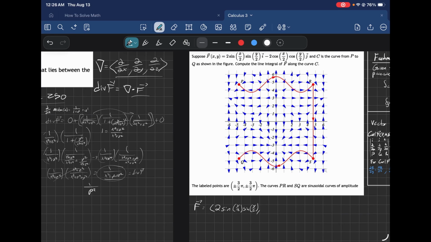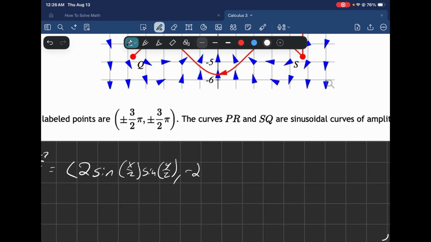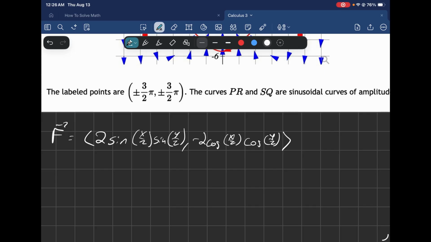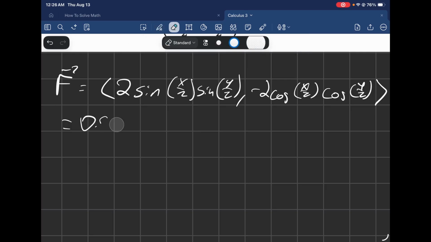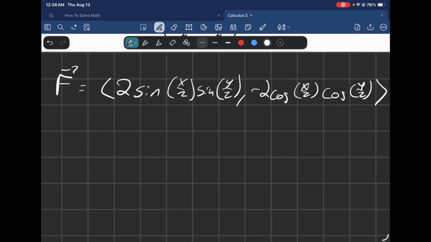And that is negative 2 cos x of 2. And not sine, cos y of 2. Remember that this vector field is just the same as gradient f. So what this tells us, and I'm actually skipping too far ahead of myself. Let's first check that this is conservative. So let's call this p and let's call this q.